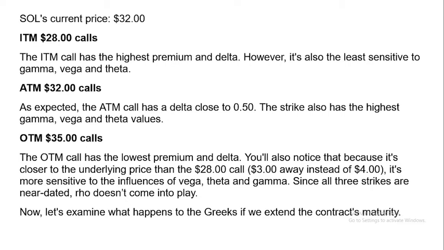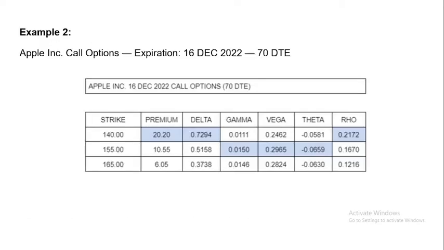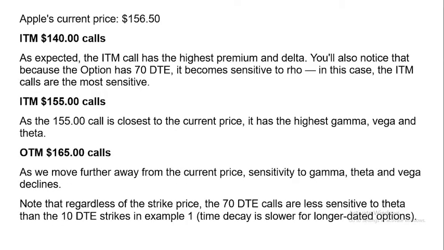Now let's examine what happens to the Greeks if we extend the contract maturity. So example 2, Apple call options, expiration date is 16th December, 70 DTE. Apple's current price is $156.50.